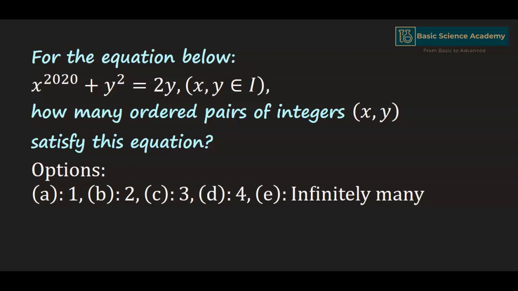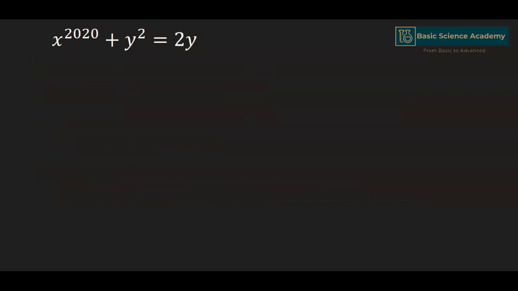In this video, we are going to solve the problem: how many ordered pairs of integers x, y satisfy this equation. We are given the equation x to the power of 2020 plus y squared equals 2y. We can write this equation as x to the power of 2020 plus y squared minus 2y equals 0.